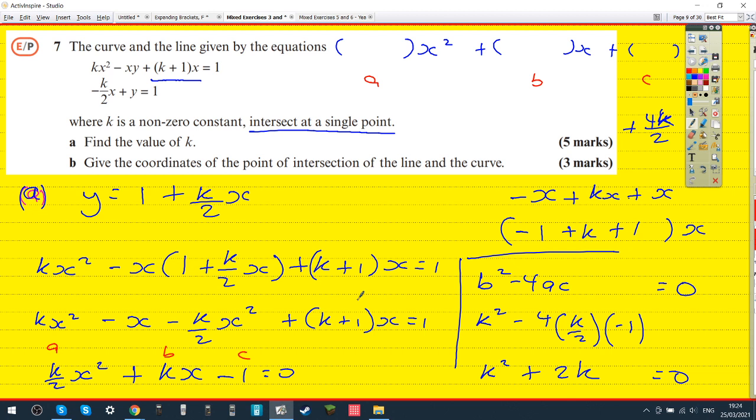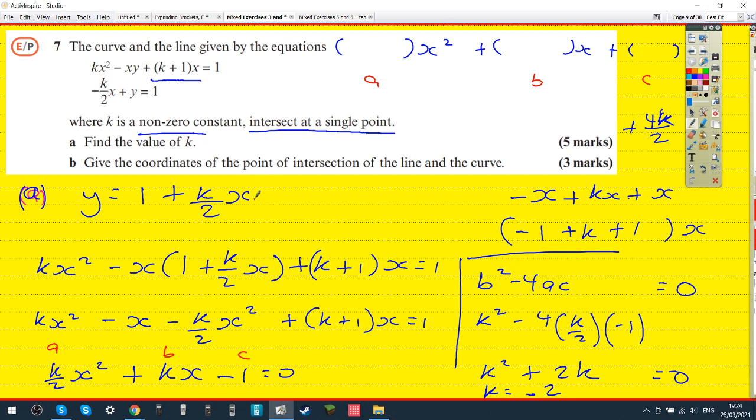So would you minus 2k on both sides? You could use a calculator. Oh, okay. I got minus 1 or 0, so minus 1. I was expecting minus 2. Am I crazy? Wait, oh no, yeah, minus 2. Well done. Yeah, it says it's a non-zero constant. So k is minus 2.